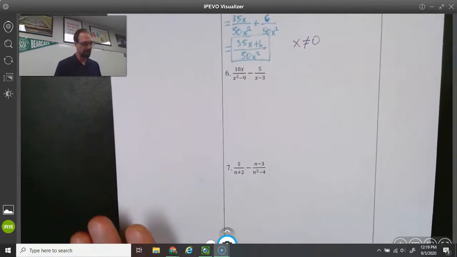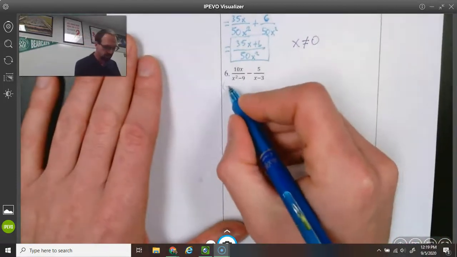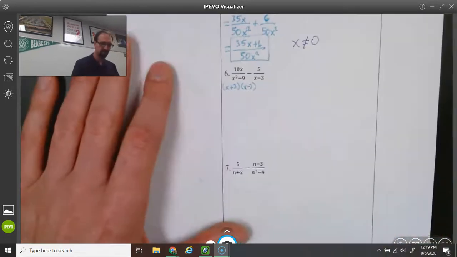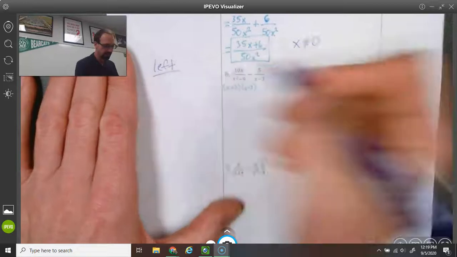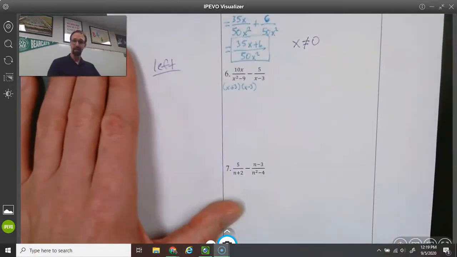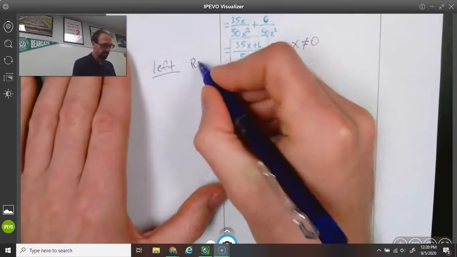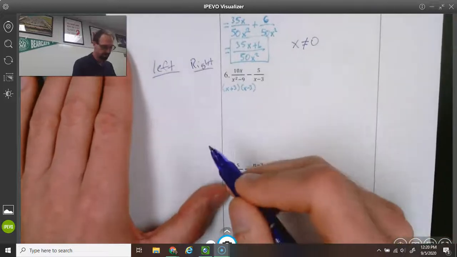Again, we need to have the same denominators, so I'm going to go ahead and find the factors of my denominators. This one is x plus 3 and x minus 3, where the other one's just an x minus 3. So I need to multiply the left-hand side by nothing. It already has what the other side has. But I need to multiply the right-hand side by an x plus 3.